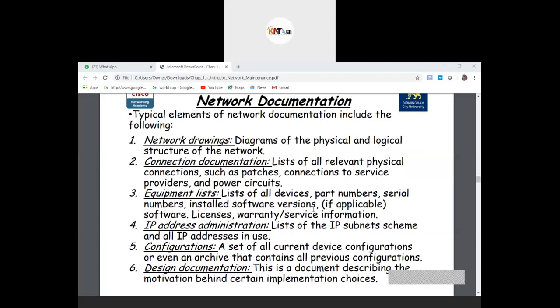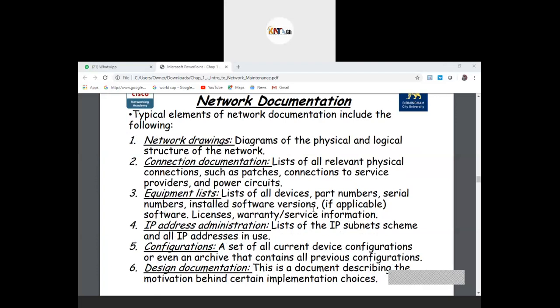And then connection documentation. Now, this lists all relevant physical connections, such as patches, such as connections to service providers and power circuits. All these things must be documented. And then you must also document equipment lists. Now, list all devices, part numbers, serial numbers, installed software versions, if they are applicable, and then licenses, warranty, service information. All these things must be in a documentation.